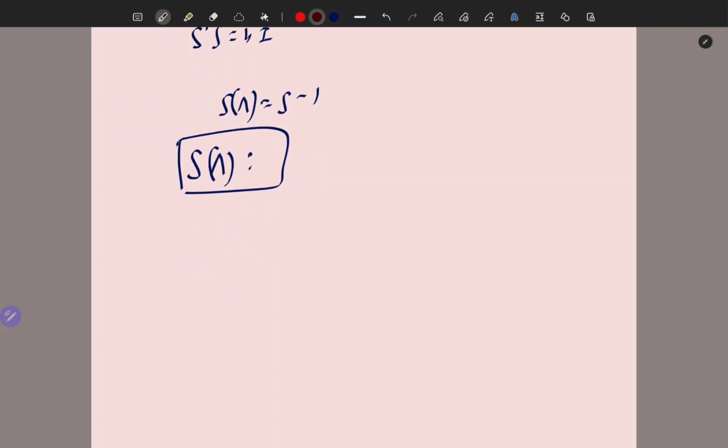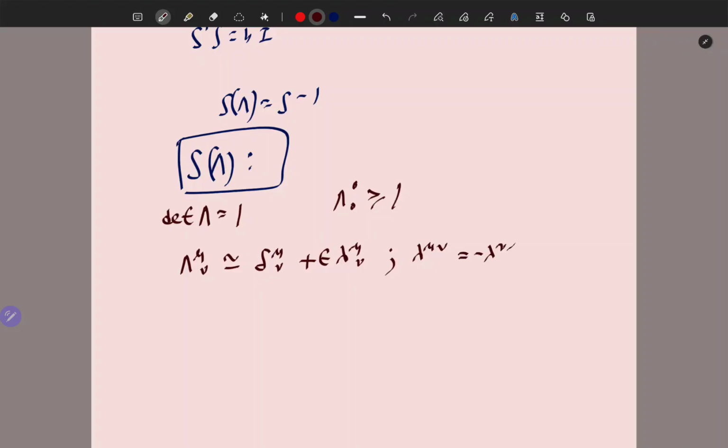An explicit expression for S(λ) can be obtained from equation number 21. We will stick to proper orthochronous homogeneous Lorentz transformations, which have determinant of λ equal to 1 and λ^0_0 greater than or equal to 1. For an infinitesimal Lorentz transformation, we have λ^{μ}_{ν} approximately δ^{μ}_{ν} plus ε λ^{μ}_{ν}, where λ_{μν} equal to minus λ_{νμ}. This is equation number 44.